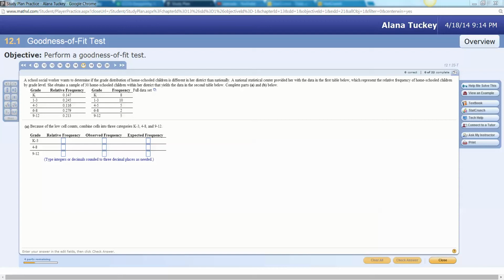Hello there, this is Alana Tucky, and I've received a question about how to do this problem from the homework, which is 12.1, number 23.